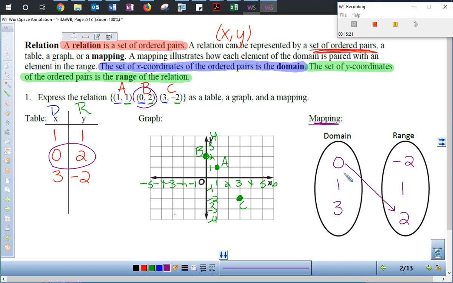Now, let's look at the next value, 1. What y value was my x value of 1 paired with? It was paired with a y value of 1. So 1 maps to 1, from left to right. And then finally, my domain value of 3 was paired with a range value of -2. So I draw an arrow from 3 to -2. That is a mapping. So here I've taken a relation, which is a set of ordered pairs, and I have expressed it as a table, a graph, and a mapping.